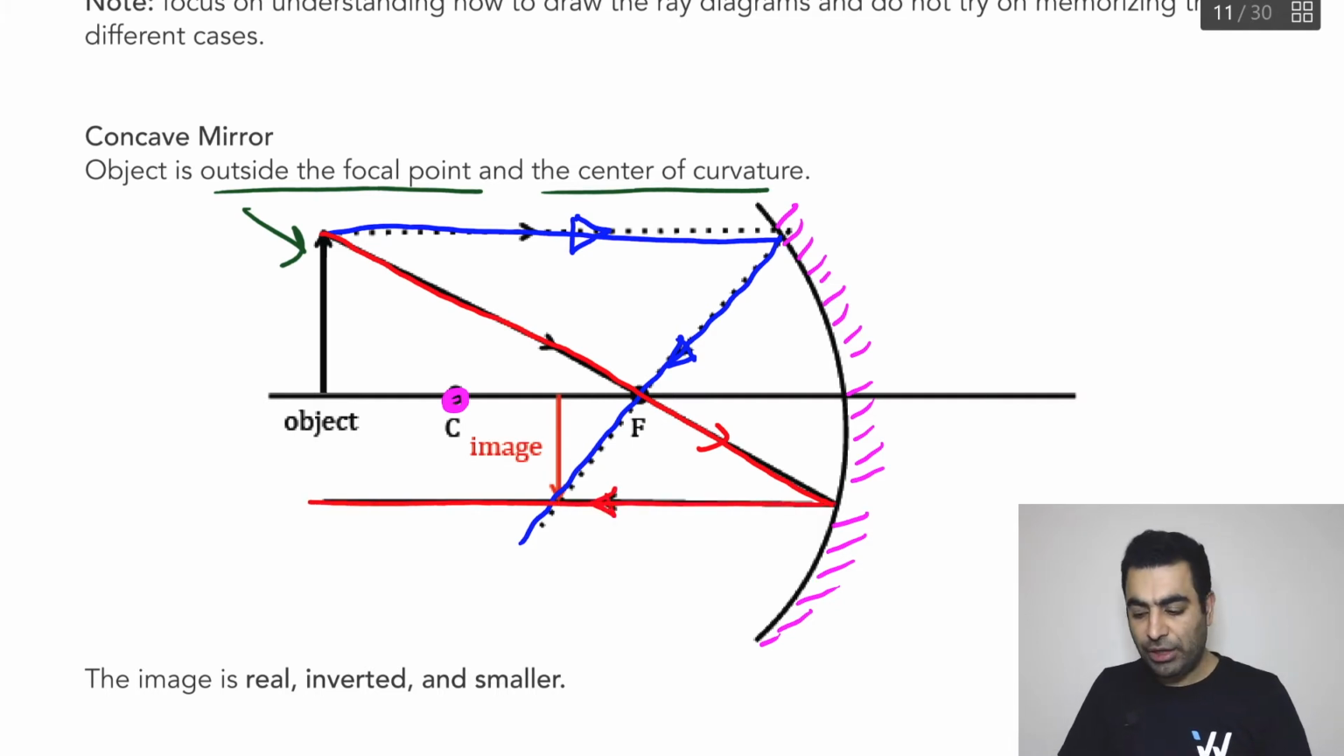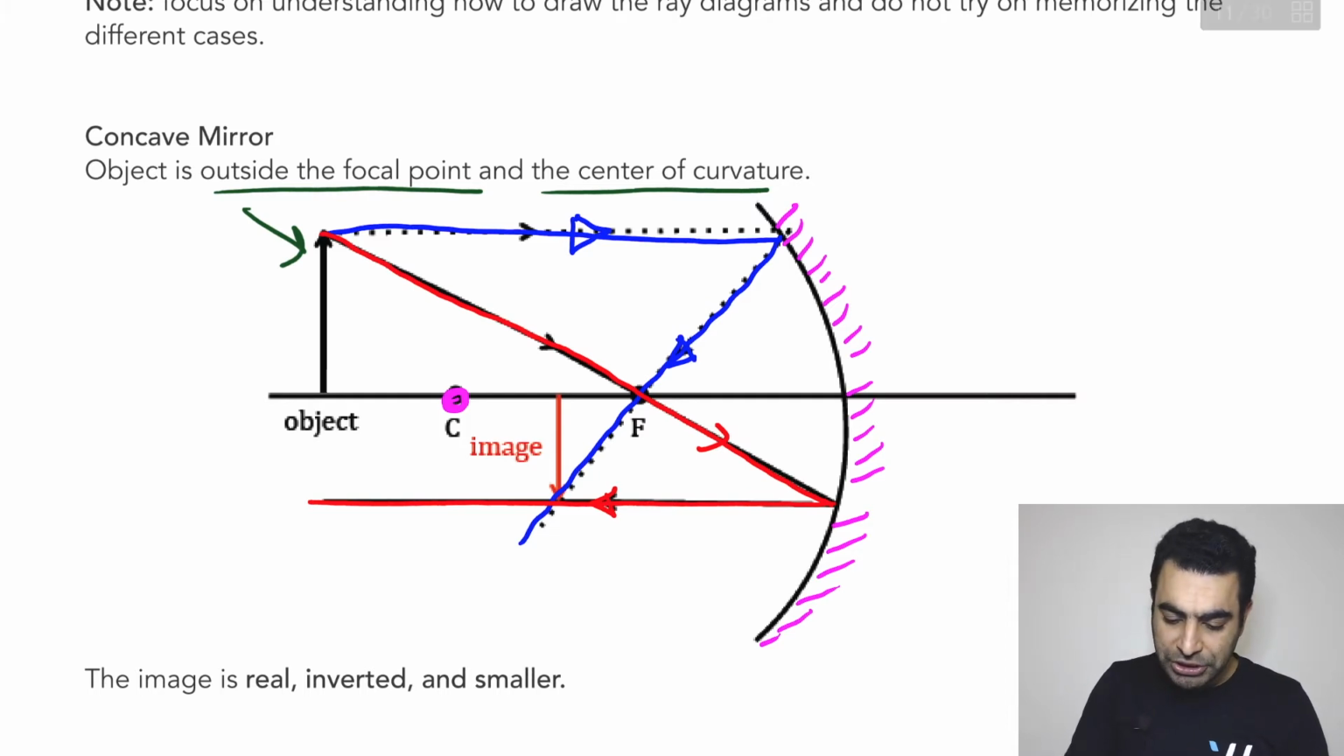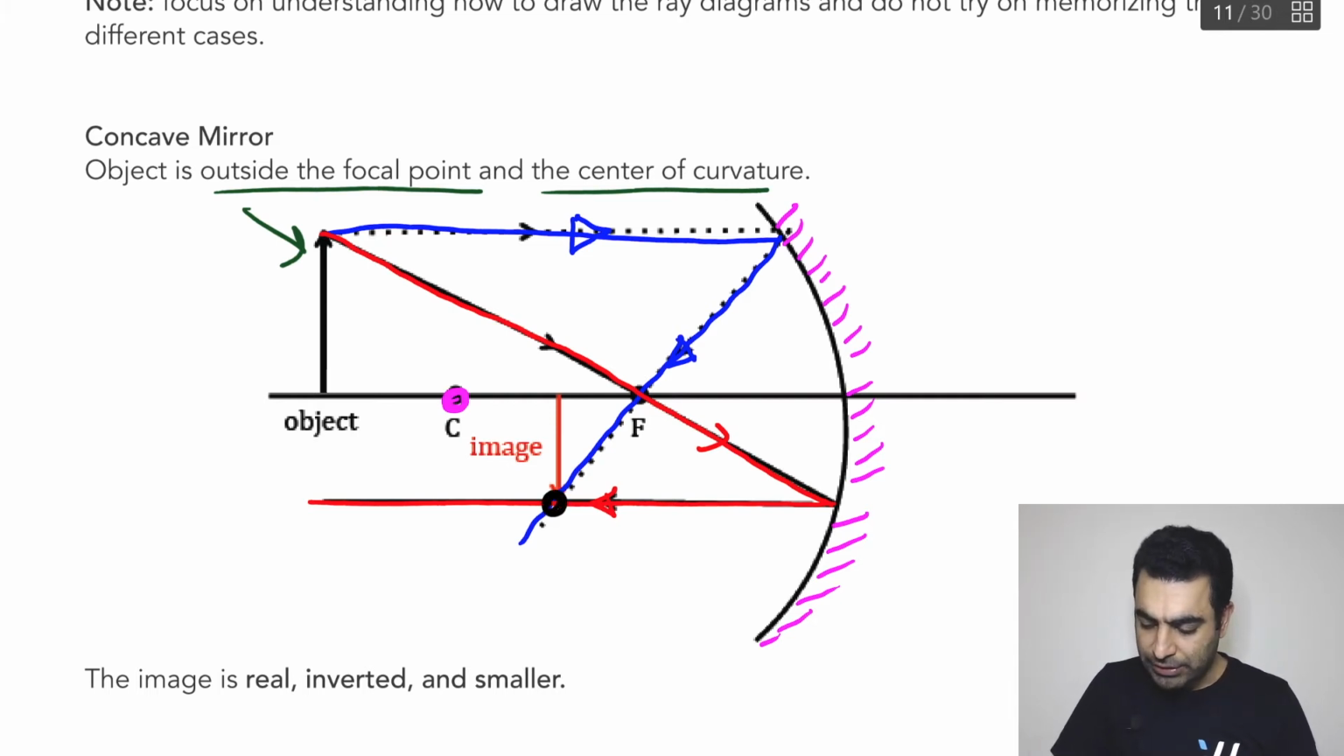Notice that you can also consider the third type of ray, which was the ray which is going to pass through the center, and it's going to reflect back on itself. But let's look at the intersection of these two rays I showed here. If I look at the intersection of them, it's clear that these two rays are going to meet each other at this point. It means that the image we have here is going to be formed like this.